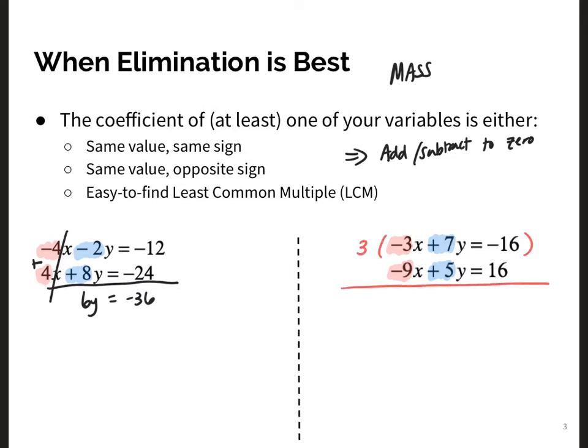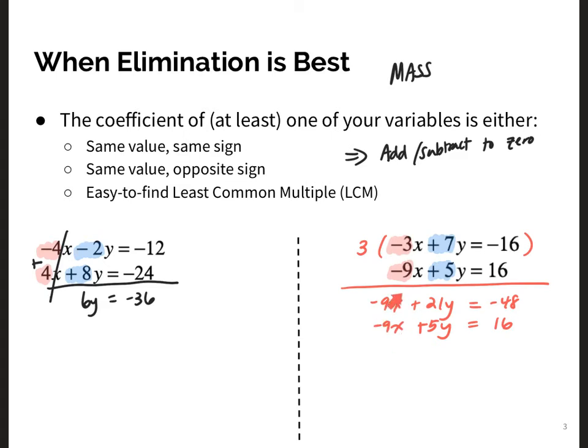So this is the M part of your MASS method, the manipulation part. And so when I do that, I have 3 times -3x, which is -9x, 3 times 7y, which is 21y, equals 3 times -16, which is -48, right? I just distributed the 3. And I didn't do anything to my second equation, so I'm going to just bring it down over here. So I have -9x plus 5y equals 16.